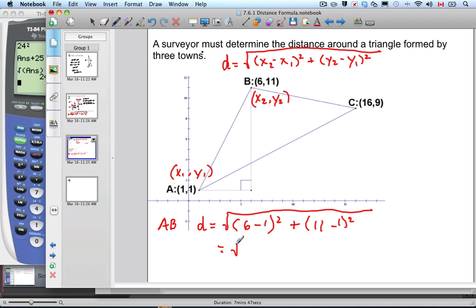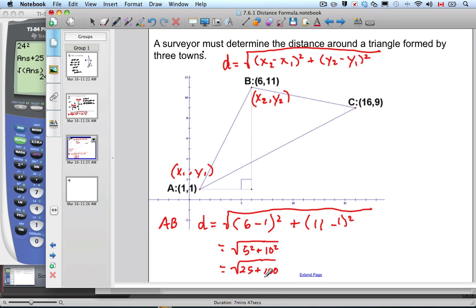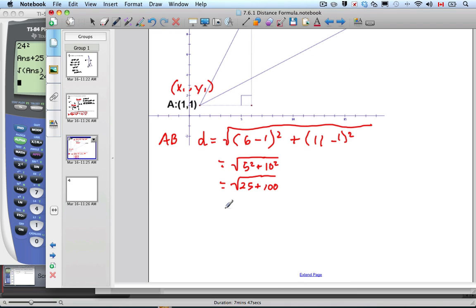All right, so now I have 5 squared plus 10 squared. So 25 plus 100, 125. Square root of that one. I think we can leave it in exact form. Equals square root of 125. All right, that's the distance from A to B.